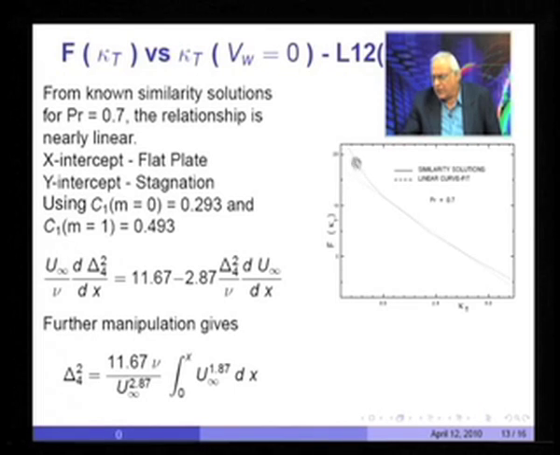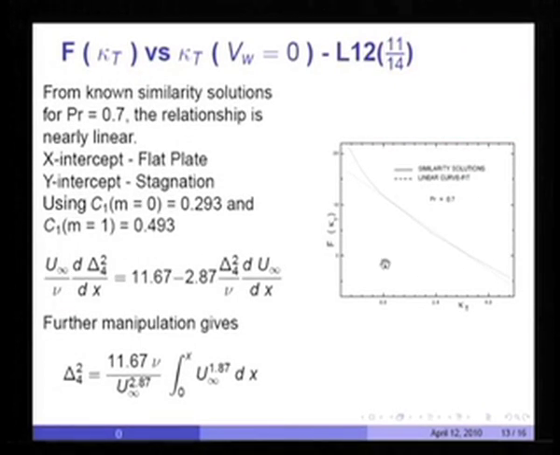What I have plotted here are the similarity solutions, but you can see that for considerable variation of kappa t, the variations are actually very close to a linear variation. The graph has been plotted by looking at results for Prandtl equal to 0.7. You can create similar graphs for other values of Prandtl number for which we have the similarity solutions.